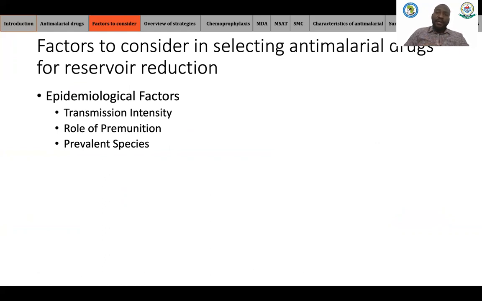Different malaria species have different activities. Parasite species such as Plasmodium vivax and malariae tend to stay in the liver more, as hypnozoites, before they get into the circulation. So the type of drug that you use would also depend on the prevalent species that are there. If you use a drug that does not target the liver stages in a situation where the parasites are more targeting the liver stages, you will not be able to achieve your targeted goal.